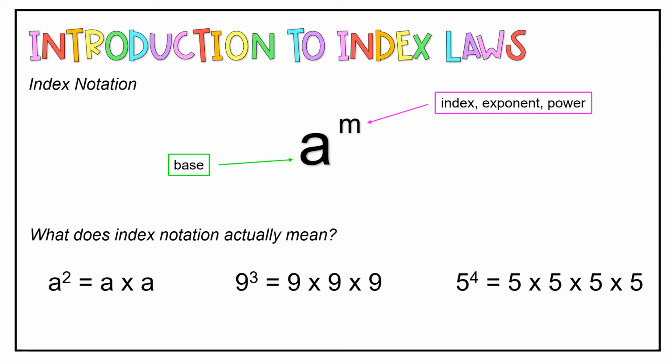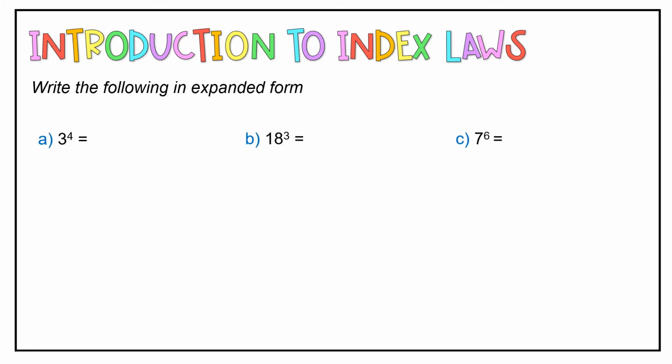Now if we look at this example, 5 to the power of 4, this isn't saying 5 times 4. It's telling us that we're multiplying 5 by itself 4 times. It's really important that we understand that difference. When we write this repeated multiplication, it's called expanded form. So index notation is when we see, for example, a squared, and expanded form is when we see a times a. Now let's have a go at transforming some of those index notation into expanded form. If you would like to have a go by yourself, pause the video here.